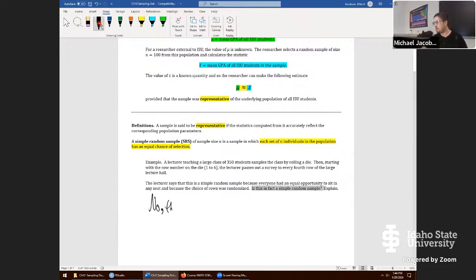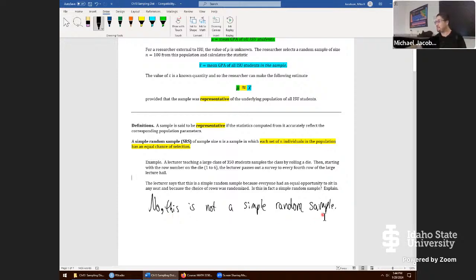No, this is not a simple random sample. Now, there is randomization in this sample, so it could very well be representative. The statistics working with this might be harder. However, let's also focus. Anyone see what's wrong here?